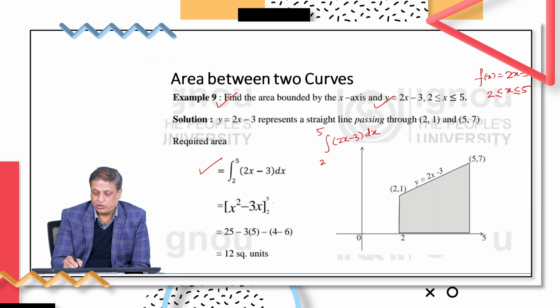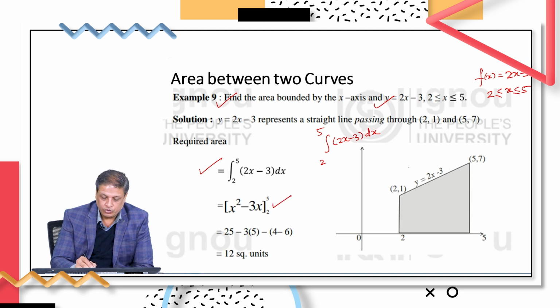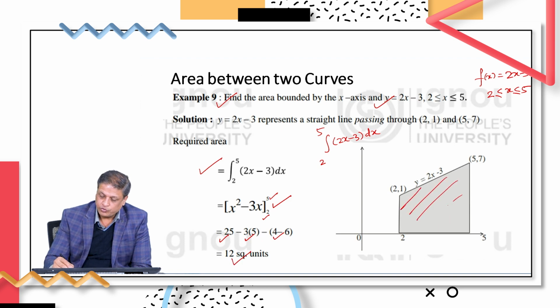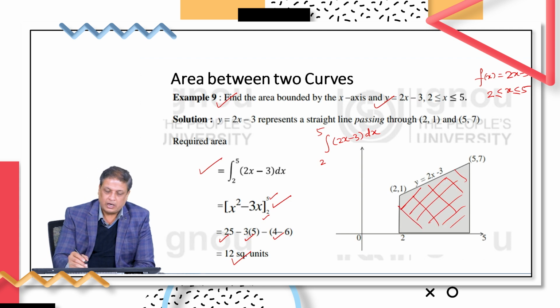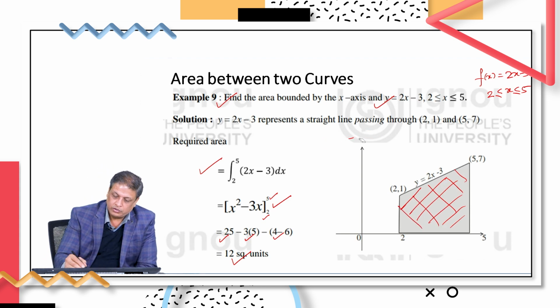Now applying the simple rule of integration and solving, you will get x square minus 3x, evaluated from 2 to 5. Evaluating in the range, you will get 25 minus 3 into 5, minus 4 minus 6, and it will turn out to be 12 square units. So the area under the curve is nothing but 12 square units. I hope you understood how we solve this expression.